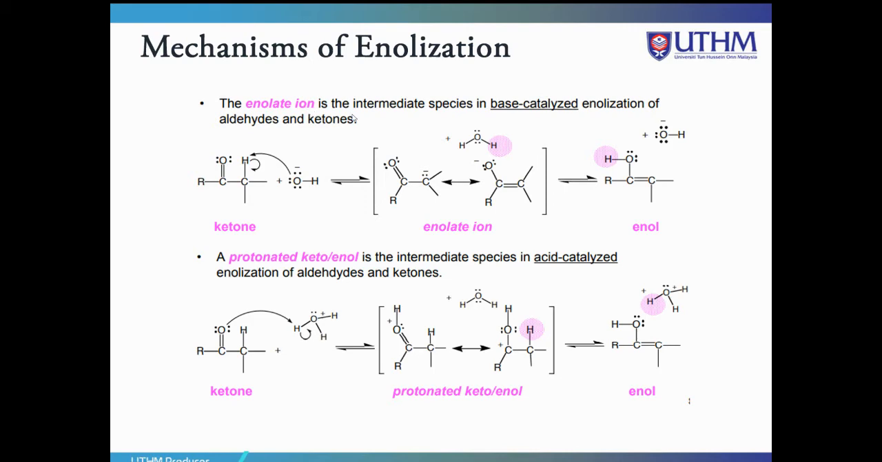The enolate ion is the intermediate species in base catalyzed enolization of aldehydes and ketones. The ketone will undergo a reaction to produce the enolate ion and then the enol, which is a reversible reaction. A protonated keto-enol is the intermediate species in an acid catalyzed enolization of aldehydes and ketones, which is represented by the illustration below. The ketone produces the protonated keto form, and the final product is an enol.